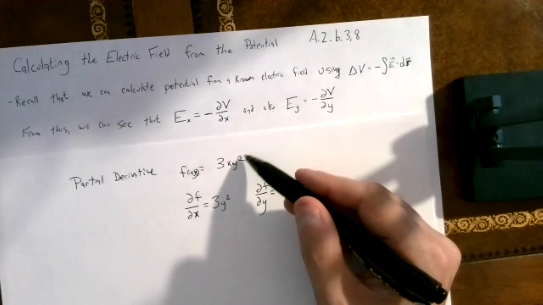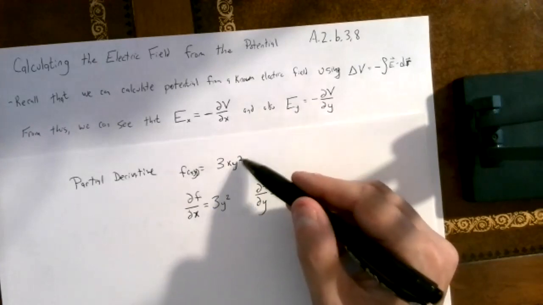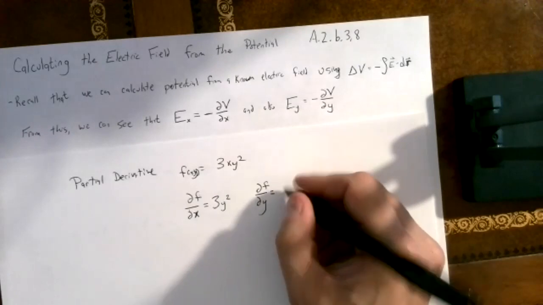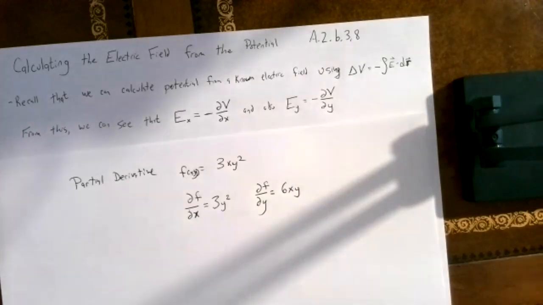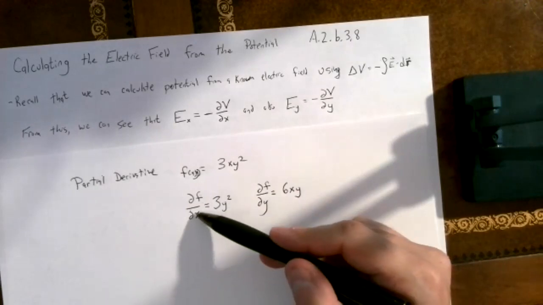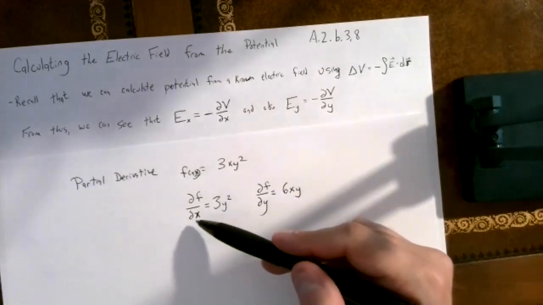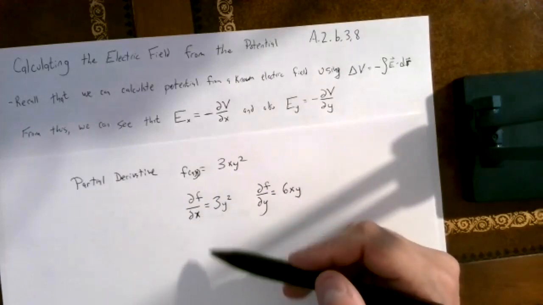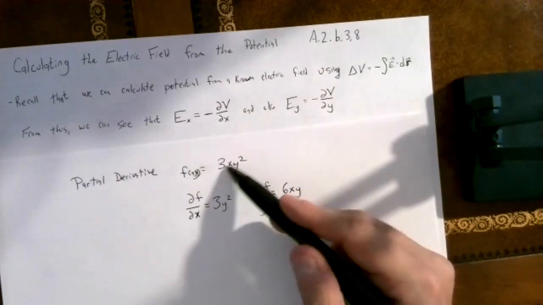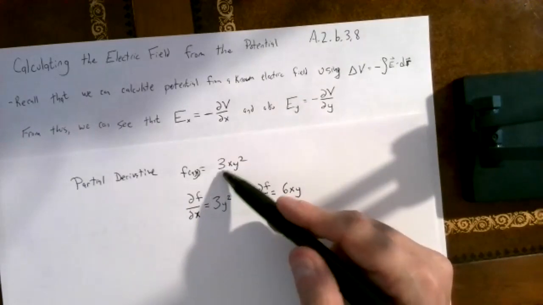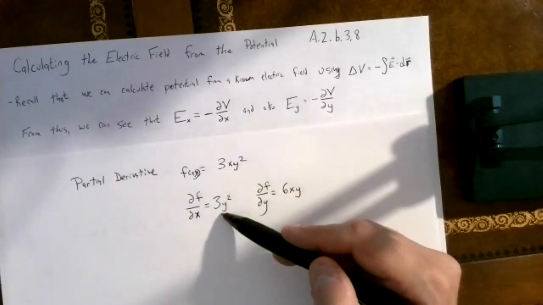Well, we know the derivative of y squared is just 2y. So multiplied by the constant that we have out there, we get 6xy. When you're taking a partial derivative, you just take a derivative with respect to this variable, and the other variable you assume is constant. So since we were taking it with respect to x here, we assumed y was constant. So 3y squared times x just gives us 3y squared.